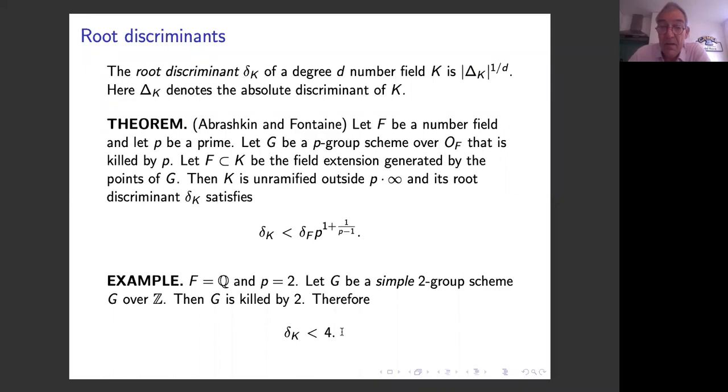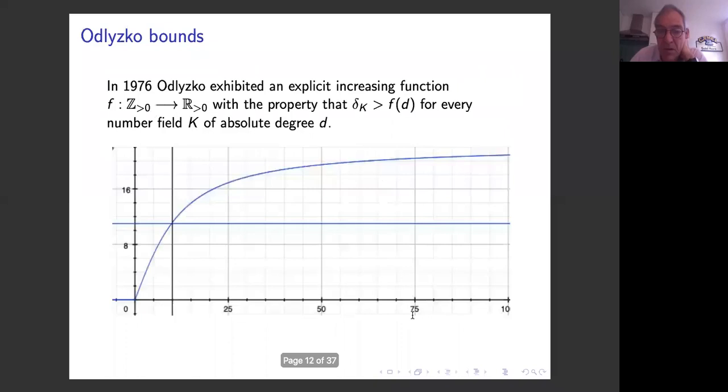Okay. And now we confront this with Odlyzko's discriminant bounds. Odlyzko, in the 70s, proved certain bounds for root discriminants. He showed that if the degree of a number field is large, then the root discriminant is necessarily also large. So he exhibited a rather complicated explicit function f with the property that if the degree is large, then the root discriminant is also large.